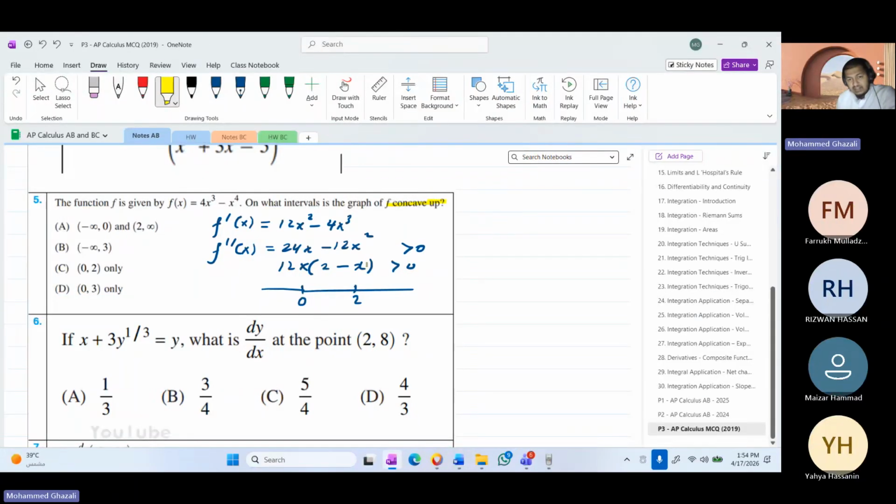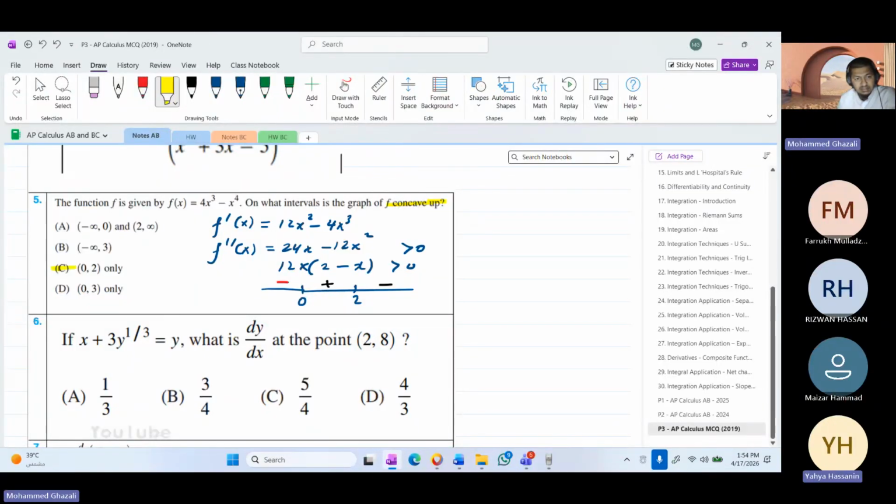Now, choose any value and substitute inside this inequality. Choose any value after 2. Let me choose the number 10. 2 minus 10 is negative, and negative times positive is negative. Choose any value between 0 and 2. 1. Positive. Any value less than 0. Let's choose negative 1. 12 times negative 1 is negative, and 2 minus negative 1 is positive, so negative. So what answer am I looking for? It'll be positive. So the answer is 0 to 2 only. Yeah, it's B, 0 to 2 only.